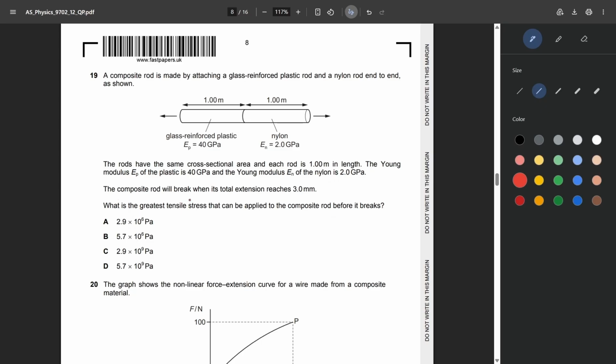The composite rod will break when its total extension reaches 3 millimeters. What is the greatest tensile strength that can be applied to the composite rod before it breaks?